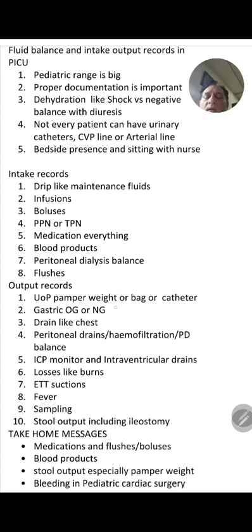Output record is very important, especially the urine output. Maybe we are doing pamper weight or put a bag, or there is a urinary catheter in place. So it depends on the sickness of the patient. We need to count OG or NG aspirates, drain like chest drains, peritoneal drains, hemofiltration, PD balance, negative or positive. And if someone has neurocritical issue, then maybe with the intraventricular drains, having a ICP monitor.